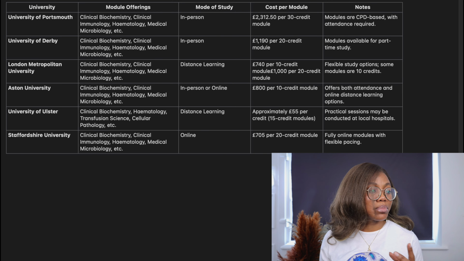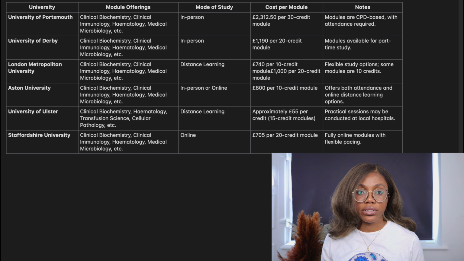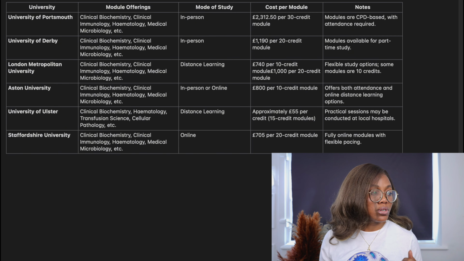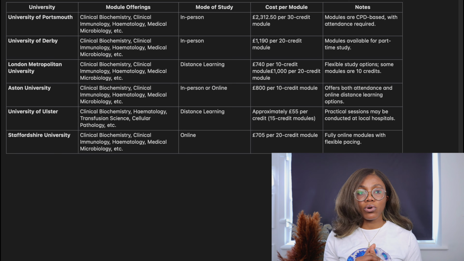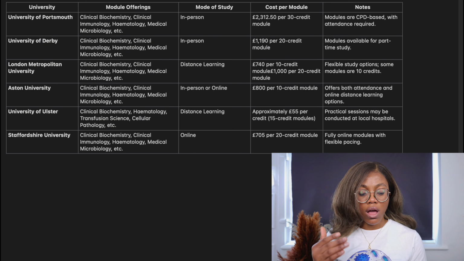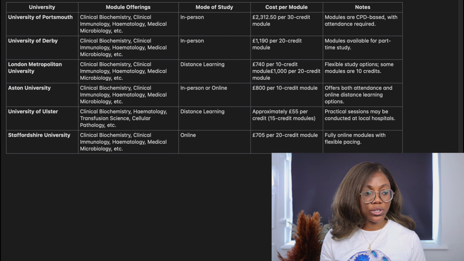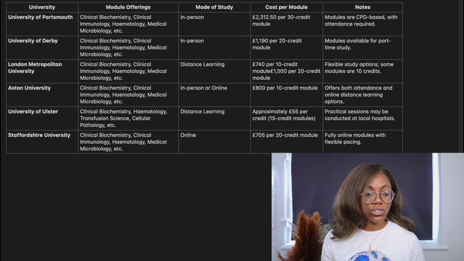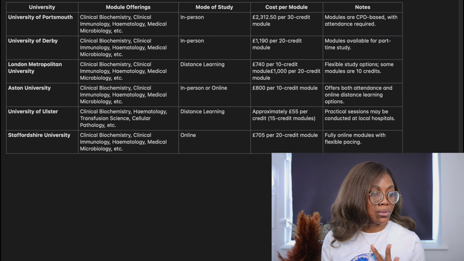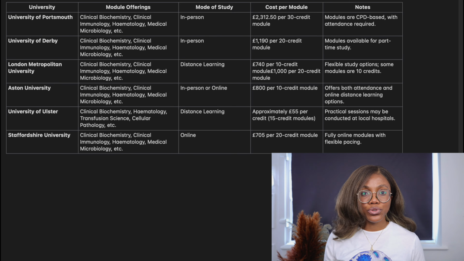University of Derby offers 1,190 per 20 credit module. So if courses are 10 credit modules, you have the option of having 2 courses for 1,190. London Metropolitan University puts theirs at per 10 credit or 1,000 per 20 credit module. So you're going to look at what modules IBMS has said you need to do, and how many credits there are in total. Then you go through different universities and compare prices and say, this looks cheaper, I can afford this, depending on the number of modules you're asked to do.